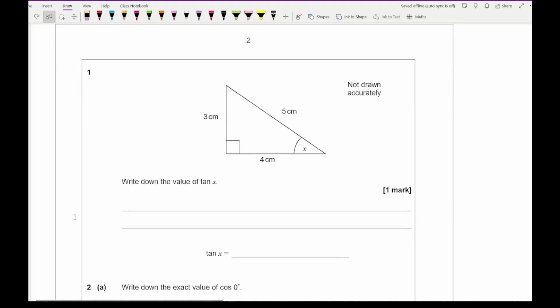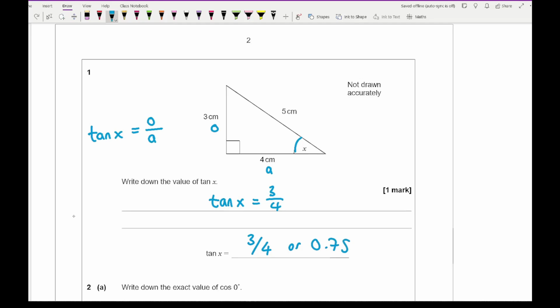So looking at question 1, it says write down the value of tan x for 1 mark. Now the first thing with this, we need to recognize what the ratio of tan x is. So tan x is the opposite over the adjacent. Now looking at this particular triangle, here is my angle x. So the side that's opposite that angle is 3. And the side adjacent to that x is going to be the 4. So here tan x is going to equal 3 over 4. So the answer is 3/4, or 0.75 if you want to go the decimal route.